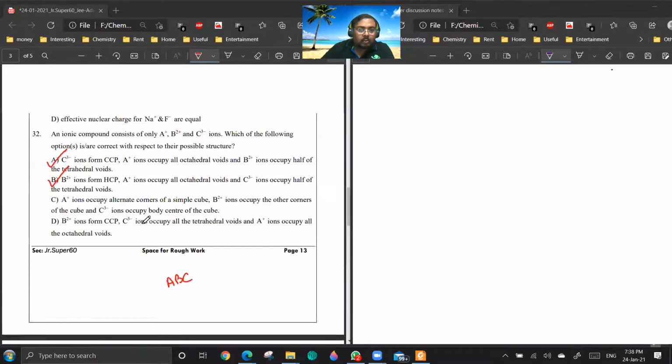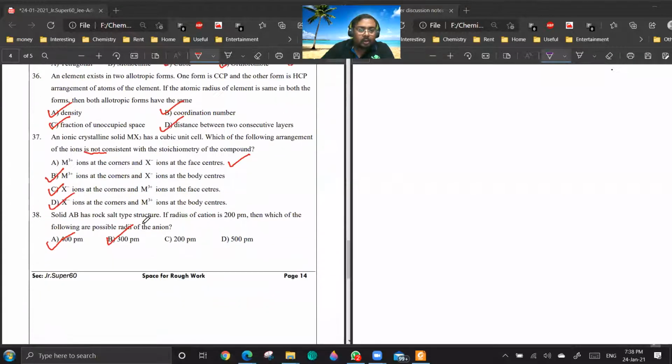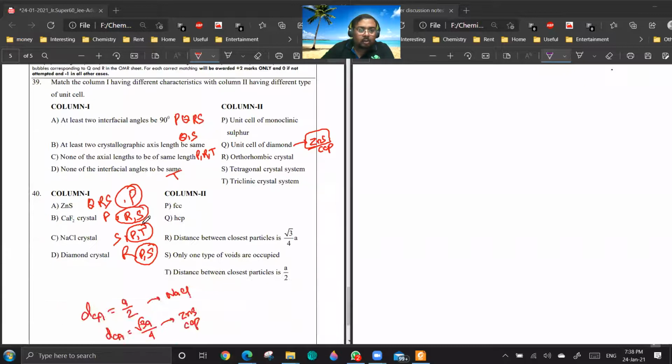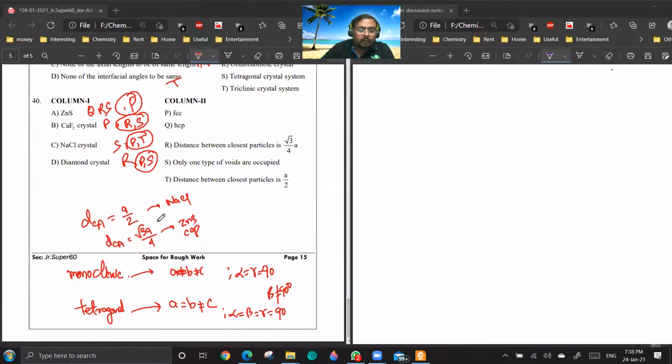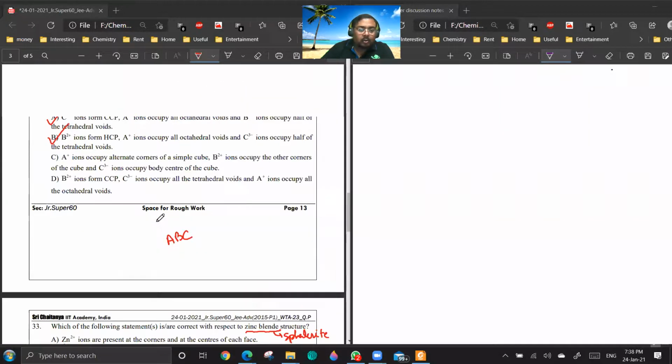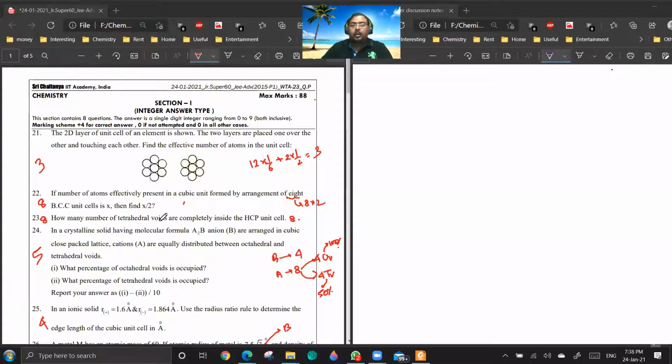Section 2 is like multi-correct. Okay, and then you have section 3, which is match the columns. Okay, so there are like 20 questions in this paper. Okay, and mostly they are either single integer or multi-correct. Okay, so let us start with question number 21 to 25.